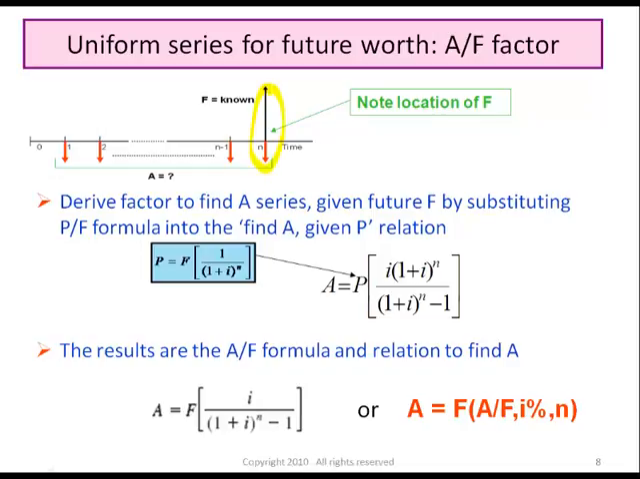As shown in this diagram, therefore, there is a last deposit of A at exactly the same time that the total amount of F is withdrawn. The relation at the bottom of the slide, A is equal to F times AF, I, N, is used to calculate A, given an I, N, and F value.